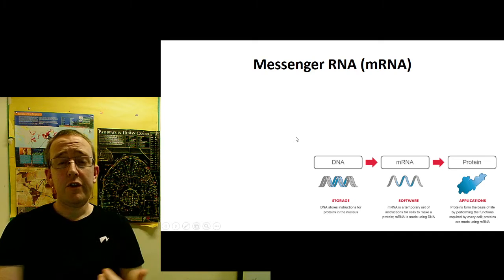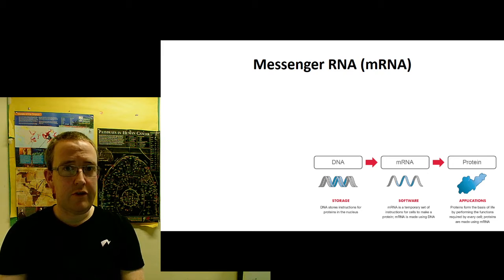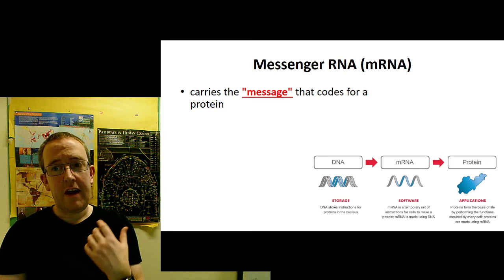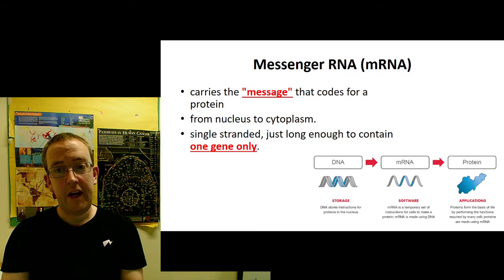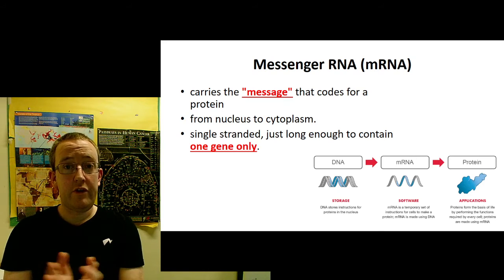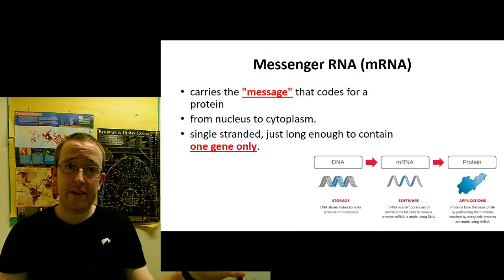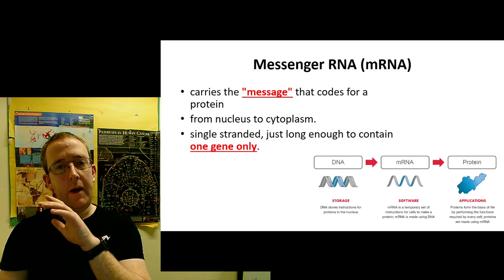Right, so the first important molecule you do now need to know about, and I mentioned in a throwaway fashion at GCSE, but now it's required knowledge, is this messenger RNA molecule. Okay, what it does is it carries the message that codes for protein from the nucleus to the cytoplasm. Okay, they're single-stranded molecules, just long enough to contain one gene only. We're not going to go too much into the structure of RNA because it was covered in the nucleic acid topic, and we're going to come back round to it when we talk about comparisons between the different forms of nucleic acid.